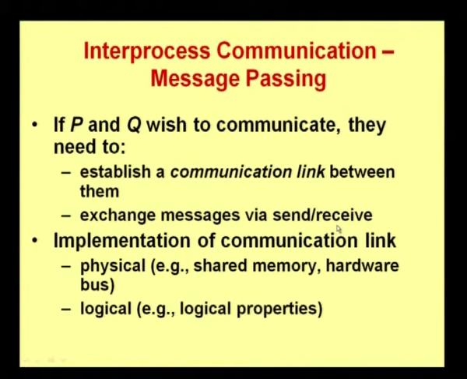Establishing a communication link requires two parts. Either the link can be established in a physical way, or in a logical way. What do you mean by a physical way? A physical link is like devices: a link that uses certain hardware properties, or a link that uses shared memory, is called a physical link. If it is a logical way, using certain logical properties, you call it a logical link. So these are the two ways in which a message could be passed.